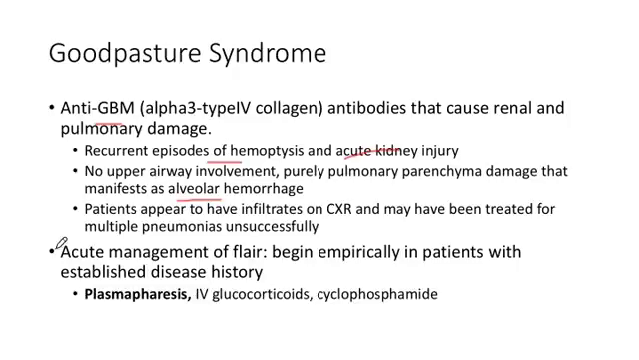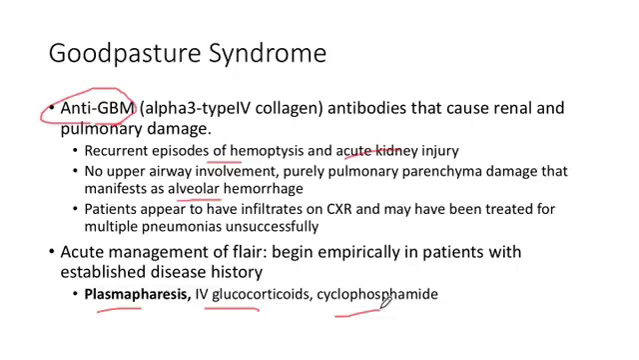And when somebody's having a flare of Goodpasture syndrome, if they give you a positive anti-GBM antibody, you've got it. But what's the acute treatment? The acute treatment is 3 things. You want to take their plasma out and exchange it, plasmapheresis. You want to start IV steroids and cyclophosphamide.